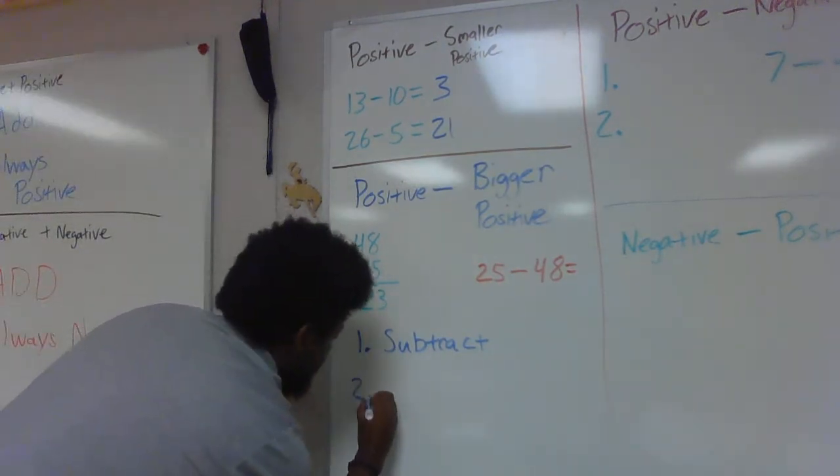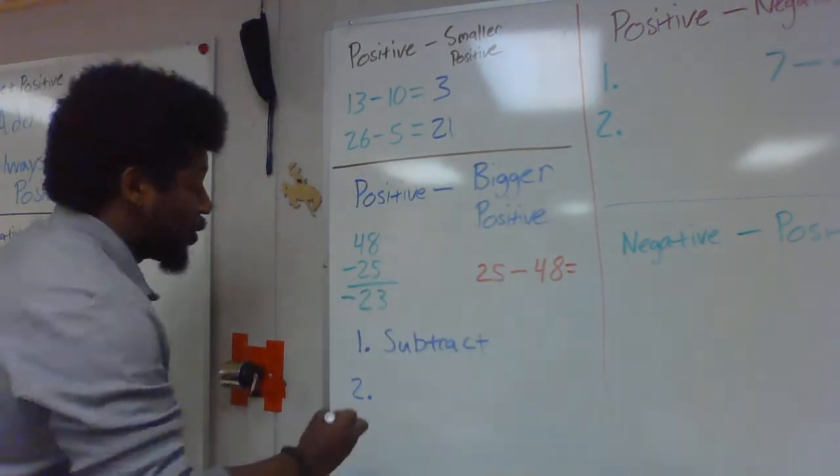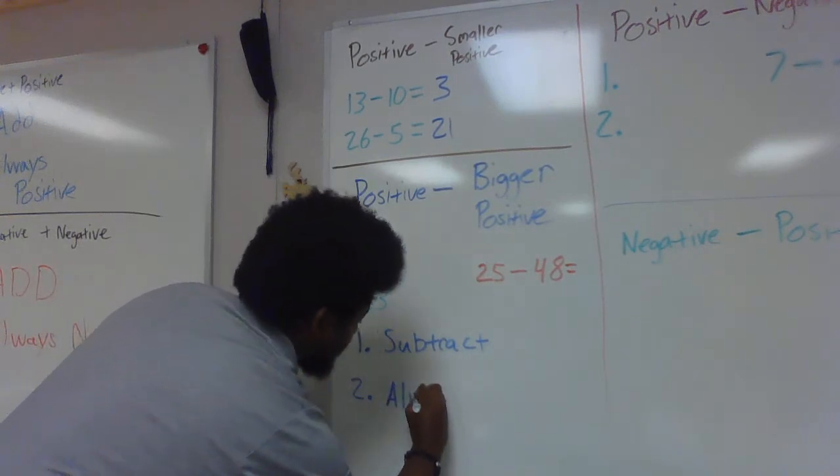Step 2, when it's a positive minus a bigger positive, since we're taking away more than what we started with, we're always going to get a negative answer for this type of problem.